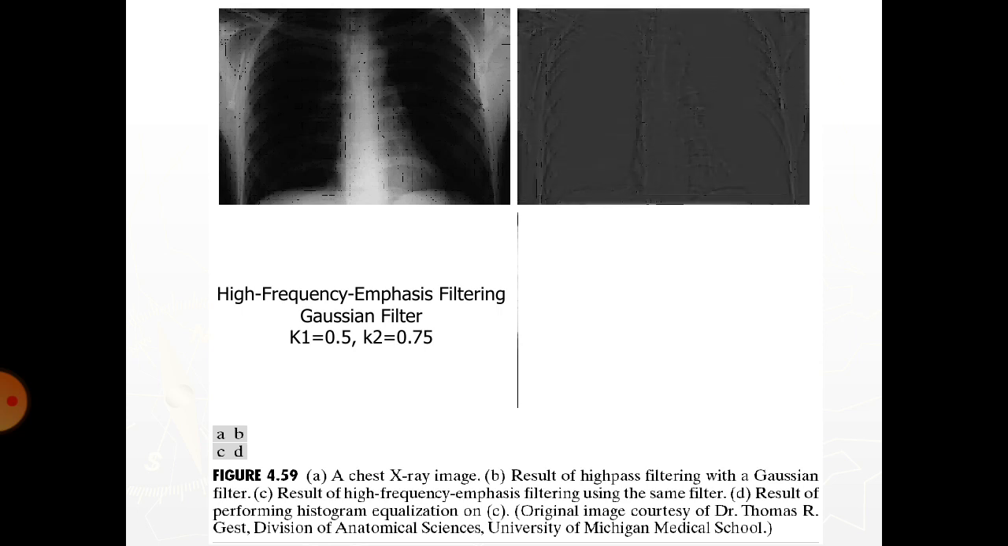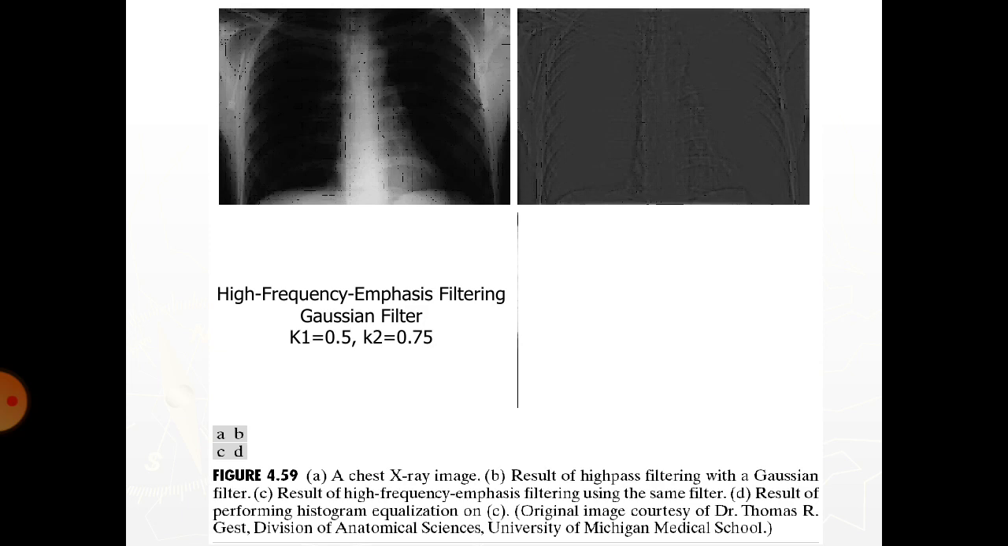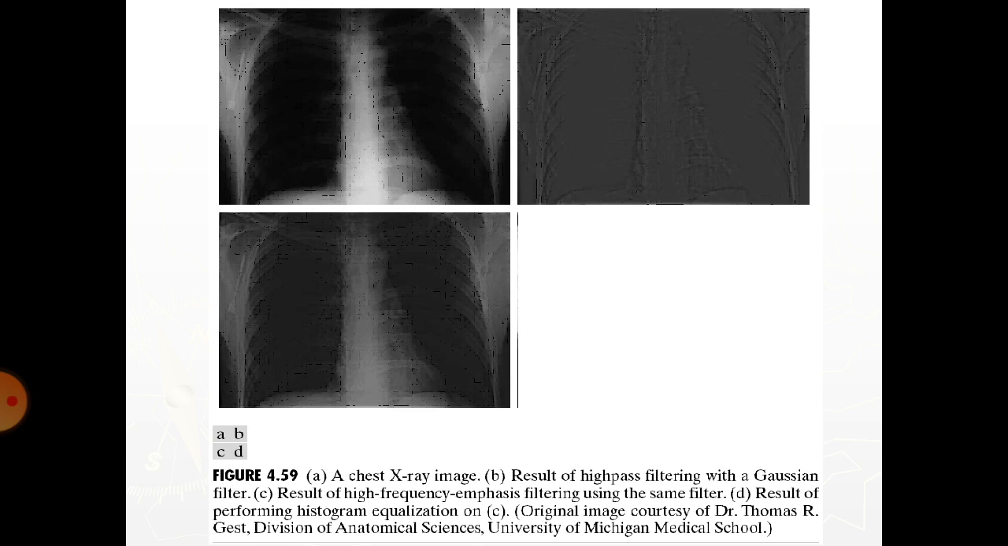Here figure B shows the result of high-pass filtering using a Gaussian filter with D0 equal to 40, which is approximately 5% of the short dimension of the padded image. The filtered result is rather featureless, but it shows faintly the principal edges in this image. Figure C shows the advantage of high frequency emphasis filtering, which we used with k1 equal to 0.5 and k2 equal to 0.75.